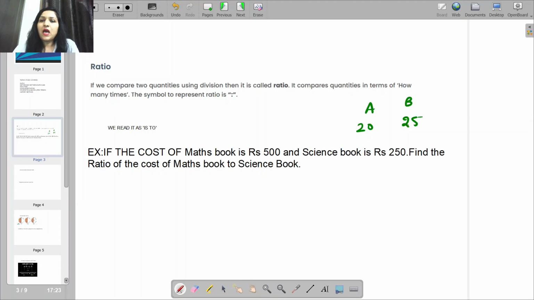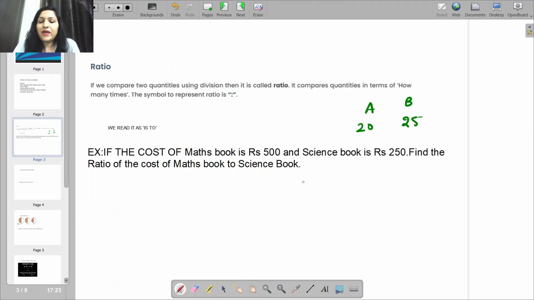So if I say how many more pens B is having as compared to A, comparison we are doing with these two numbers. So what we'll do, we subtract 25 minus 20. We'll get 5. This is a subtraction method. But if I have to compare it using division, you know how many times or what is the ratio between B and A, that is explained using a ratio.